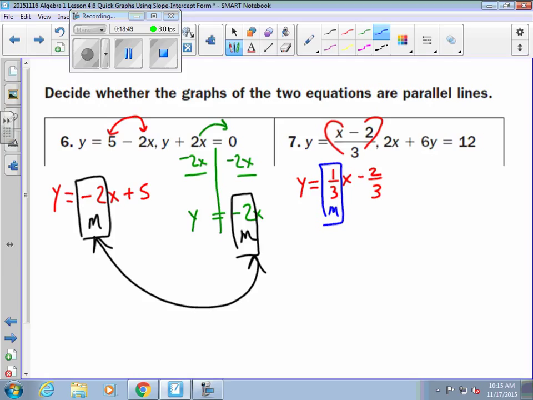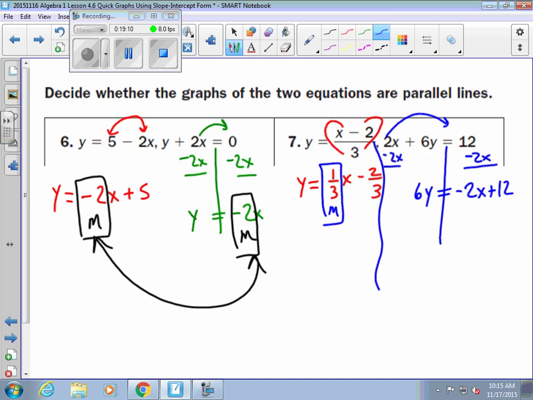In order to find the slope of your other one, you need to move over 2x to get it to say y equals mx plus b. It is positive 2x, so you subtract it. When you do it there, you do it here. That doesn't give you anything because those are not like terms. So 6y is equal to negative 2x plus 12.